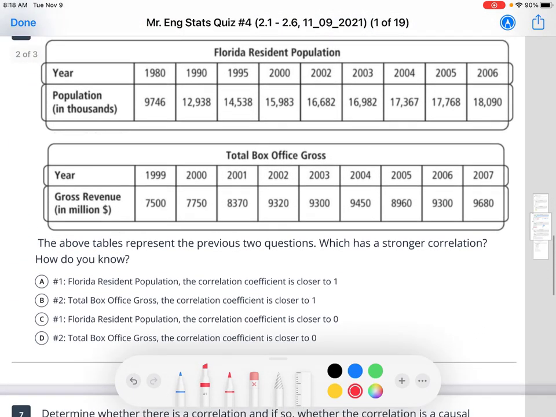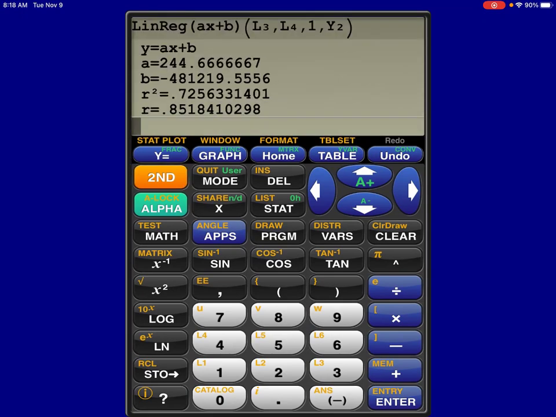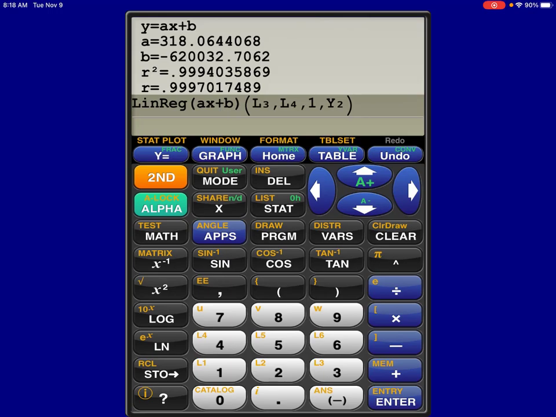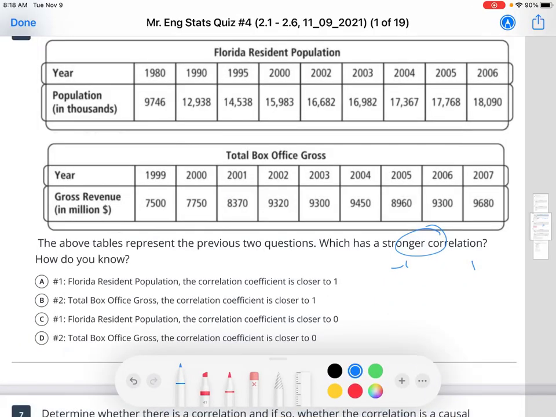Okay, question number 6. Tables above represent the previous two questions. Which has a stronger correlation? So stronger in this case means either closer to -1 or +1. Let's take a look. So for this one, I have 0.85. Let's see, it did store it. 0.99. So that is the first one. So Florida is our answer.